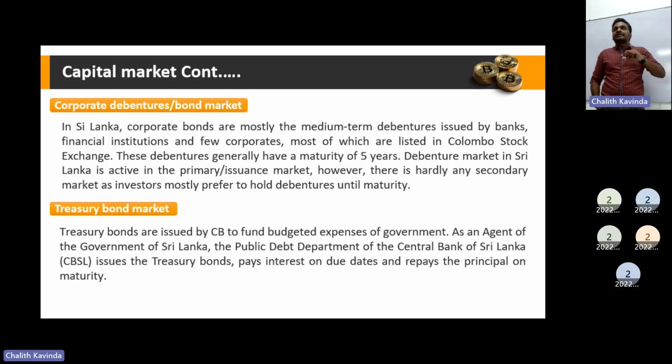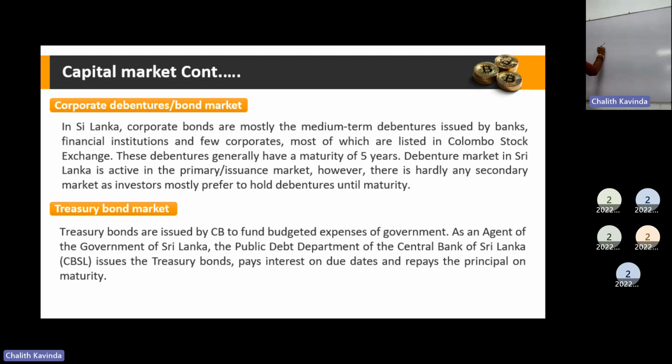Now, a company issues shares to the shareholders, then they subscribe their funds to the company, and they are getting a return. It is not guaranteed, but we know that they are entitled to dividend payments, right? But when it comes to debentures, the company can issue debentures to the debenture holders.